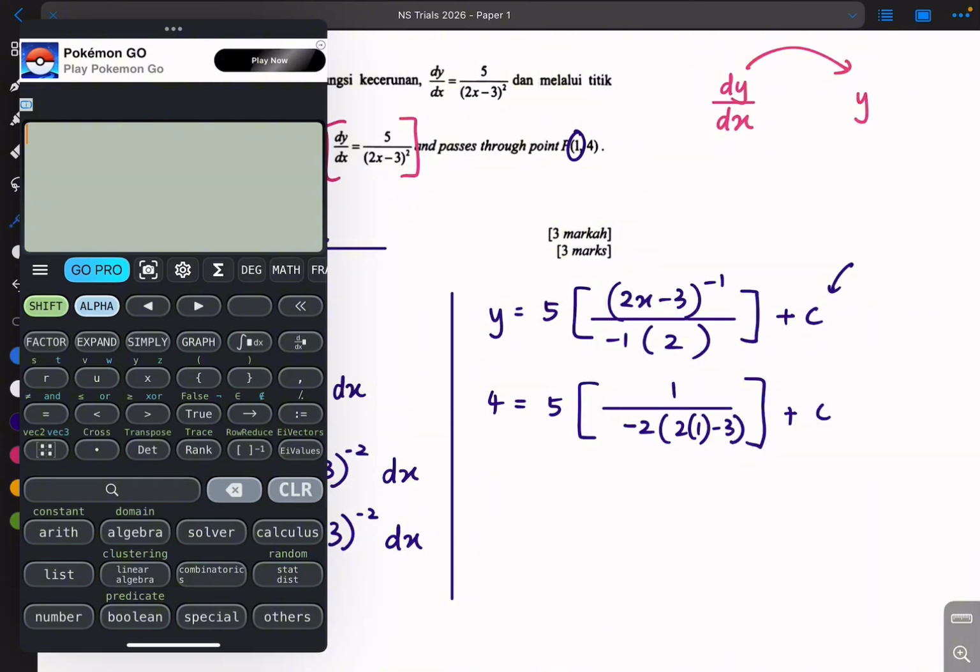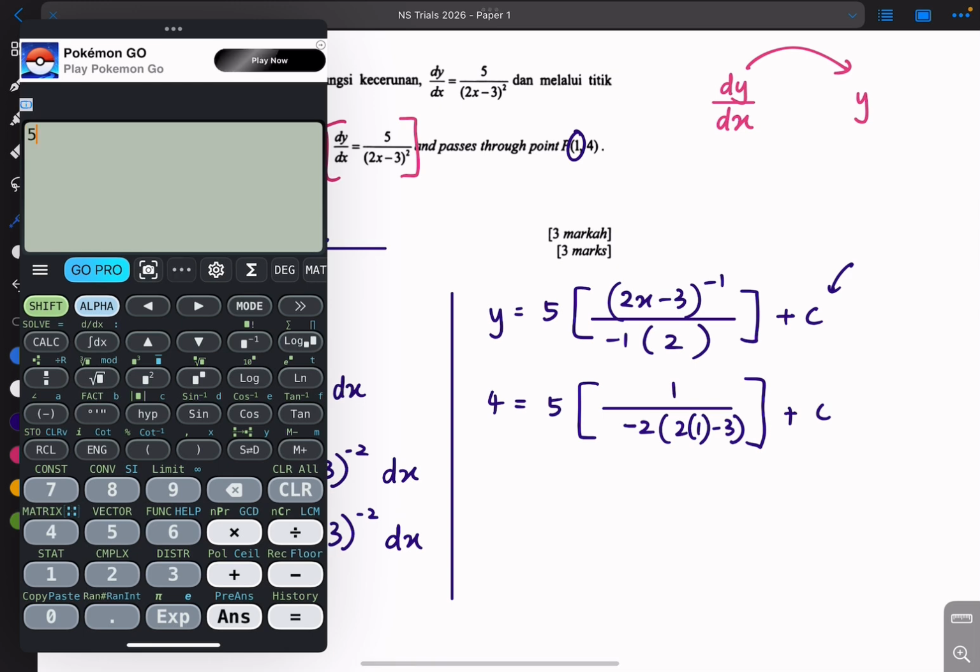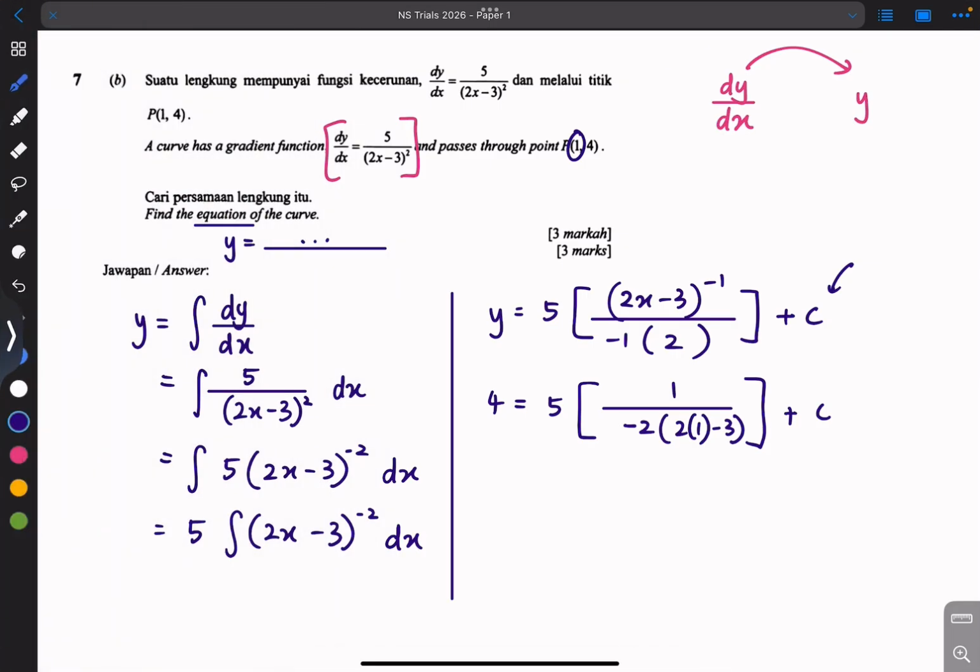5 times 1 over negative 2 times (2 minus 3). Here we get 2.5. Since this whole thing is 2.5, we bring it over and it becomes negative. So we say 4 minus 2.5, and we get 3 over 2. So c is 3 over 2.